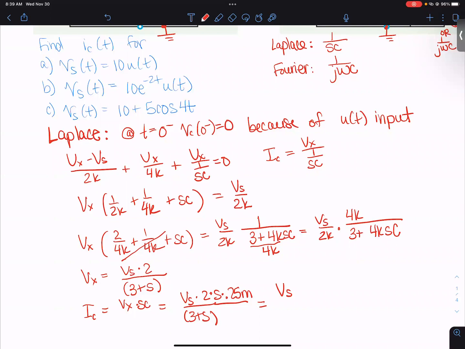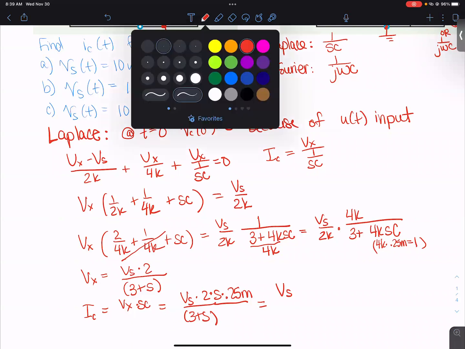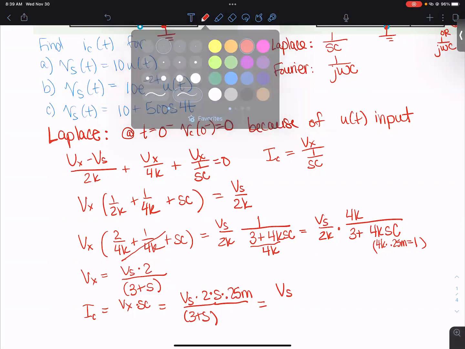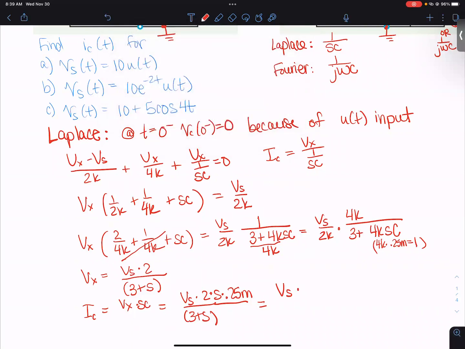Four K times 0.25 milli goes to 1. Yes. Voltage source, I haven't written that out yet. I just did it in terms of VS. So when I plug in VS is 10 over S, then the S's will cancel.